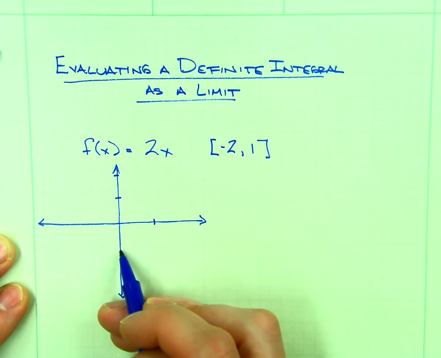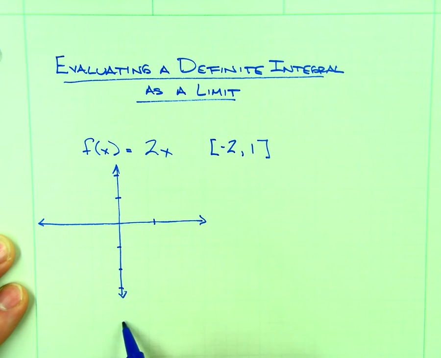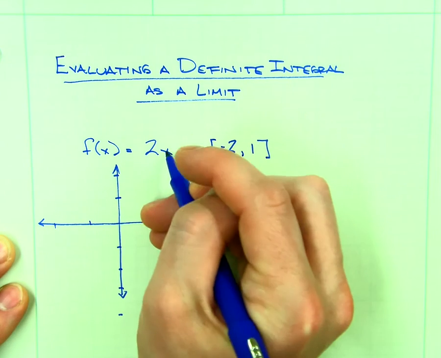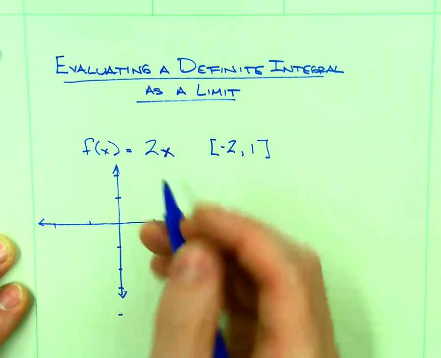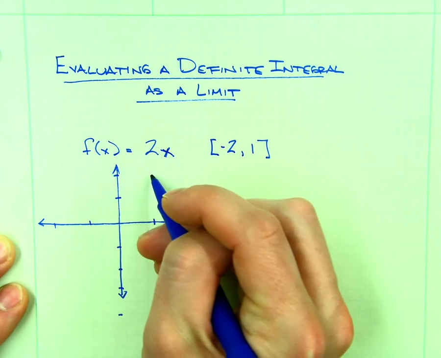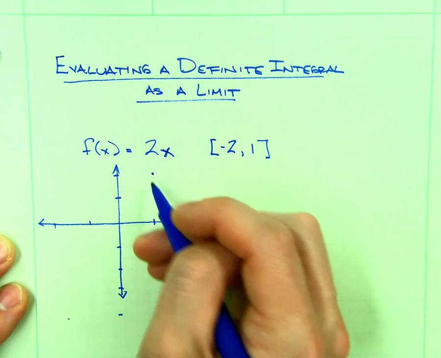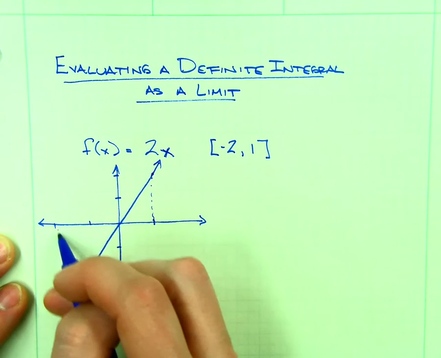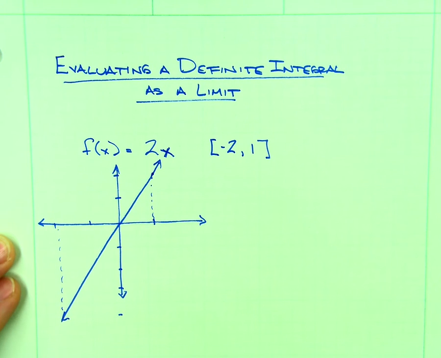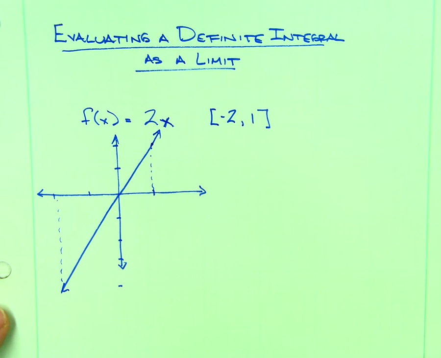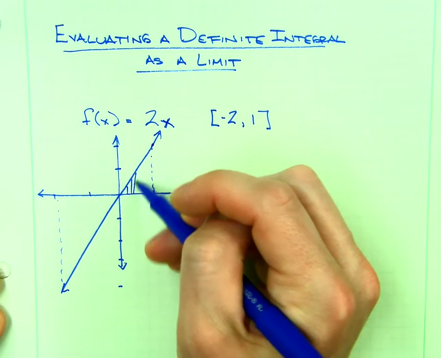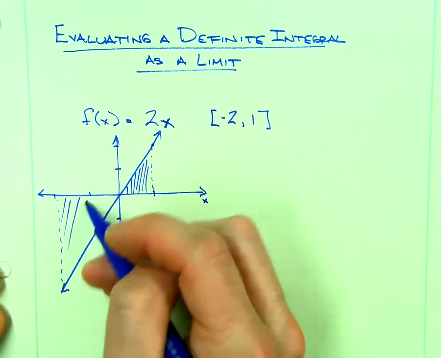So if I sketch this one out, 1, 2, 3, and it goes down a little bit further, 4, 1, 2. This is a linear function, so it's a line with a slope of 2. There's a point there, and a point down there, and the function keeps going. But since I'm just looking at it over this interval, this is the important stuff. If I'm trying to find the area between this function and the x-axis, I'm looking at this shaded area and this shaded area.